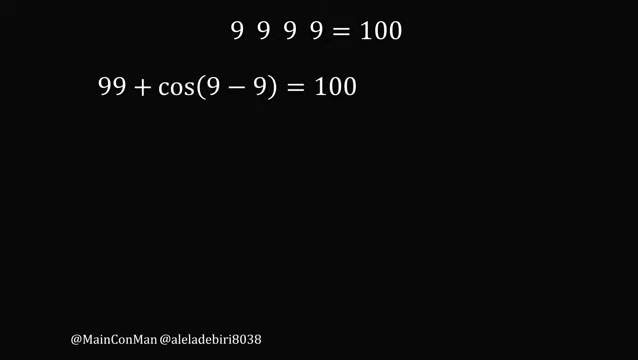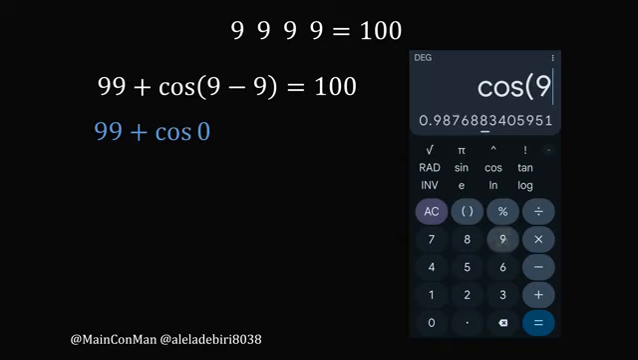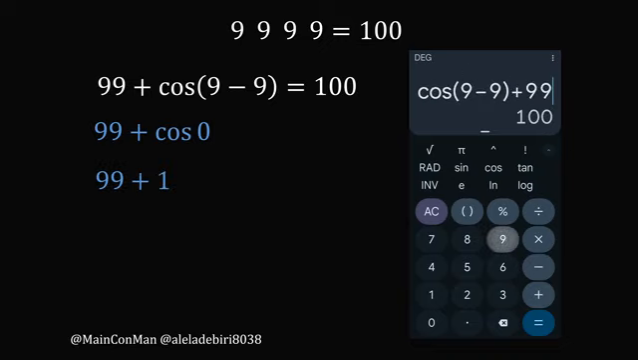Now we have a very different solution. 99 plus the cosine of 9 minus 9. This will be equal to 100. So why does this work? Well, 9 minus 9 is equal to 0. So we have 99 plus cosine of 0. And whether you're in degree mode or radian mode, cosine of 0 is equal to 1. So we have 99 plus 1, which is equal to 100.